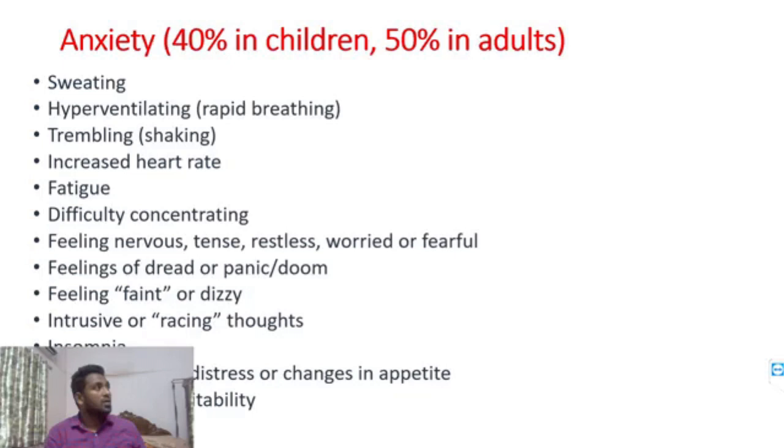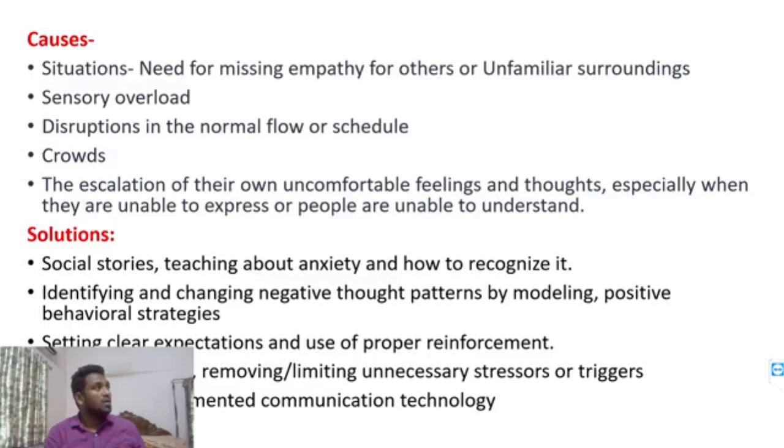Just like interoception, the child may not understand that the child is anxious. Okay, when you tell the child, don't shout, don't scream, can you use inner voice please, the child says, I am not shouting, and yet shouts and yells. So the child may not understand, but different features like sweating, hyperventilation, trembling show that the child is anxious. Okay, the causes are something different, like sensory overload, crowded places, strangers around him, and if there is a disruption in the normal flow or schedule, then the child has a problem with anxiousness.